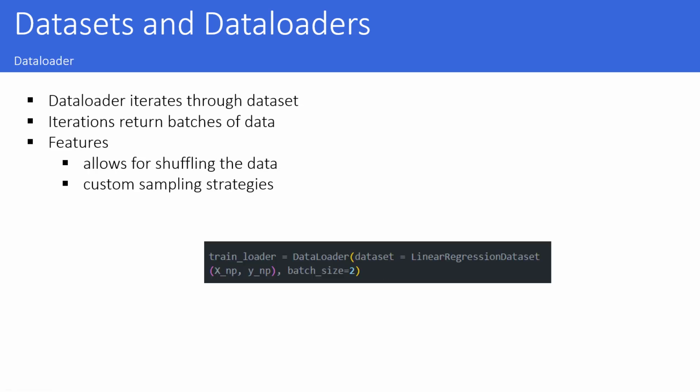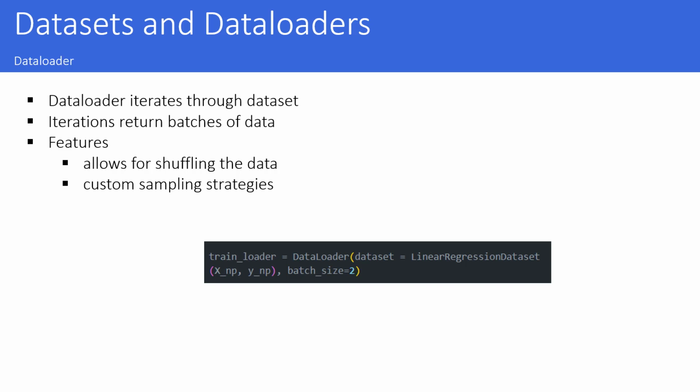Alright, that's it on the Dataset. Then the next part is the DataLoader. The DataLoader basically iterates through the dataset and it's returning batches of your data. We have spoken about batches before. So depending on the batch size which was defined, now the DataLoader is returning a number of different batches.